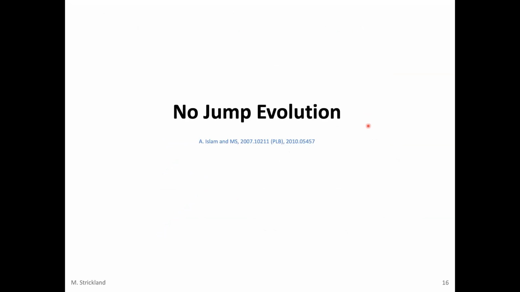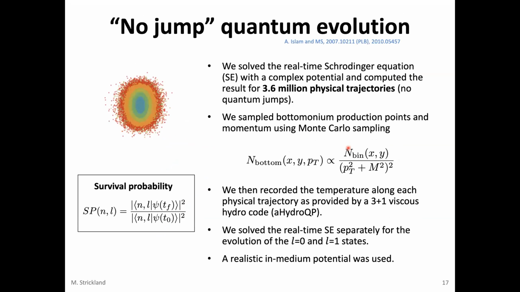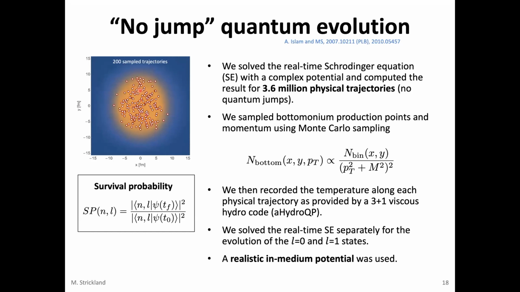So first, I want to show you some results from the no-jump evolution. That was released in a paper by my student, Md Rahul Islam, here at Kent State, and myself. What we did there was we sampled roughly 3.6 million physical trajectories at different impact parameters. This is what one of the initially sampled ones might look like. And then we turned on the simulation to let them fly, and we recorded the temperature along each of these paths, and then for each trajectory, solved the real-time Schrodinger equation with this complex potential.